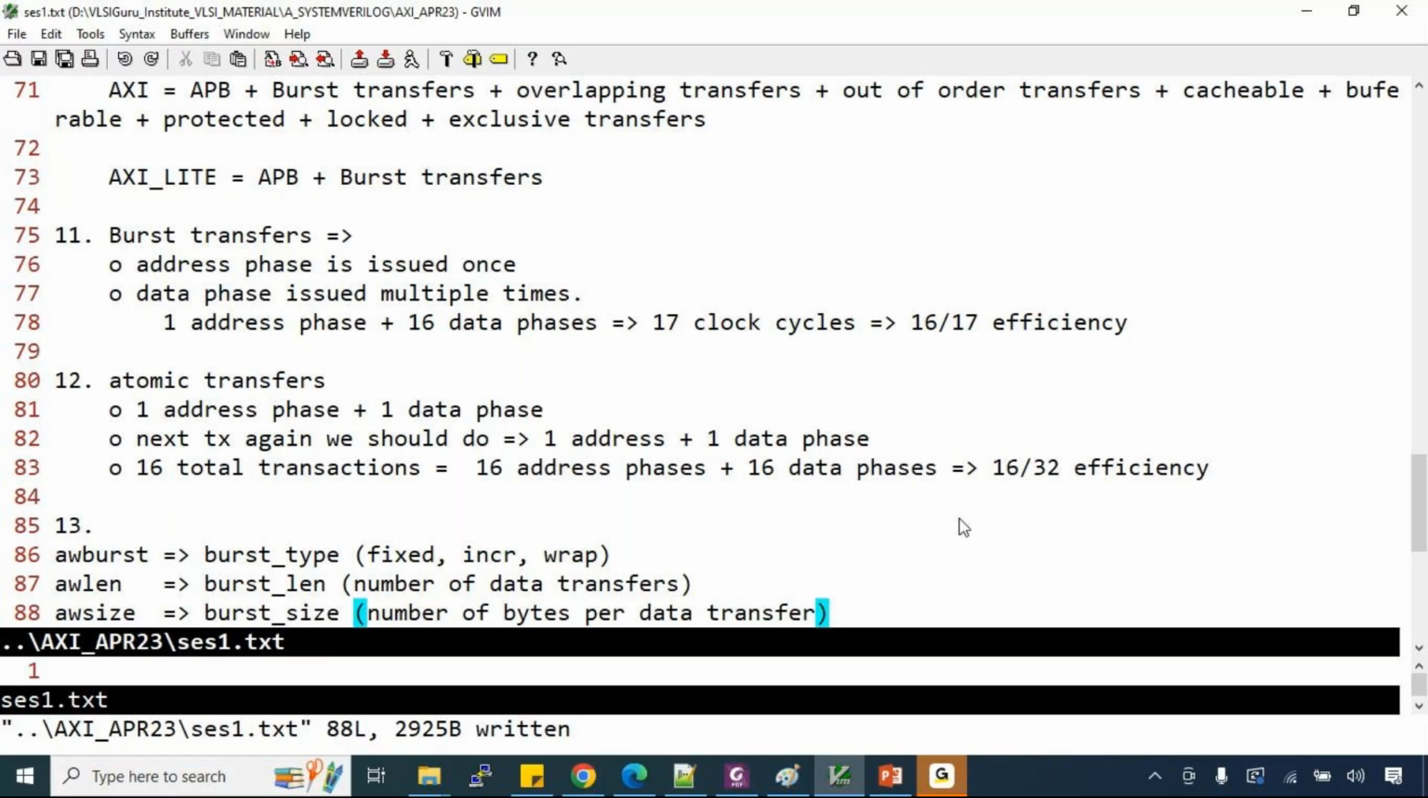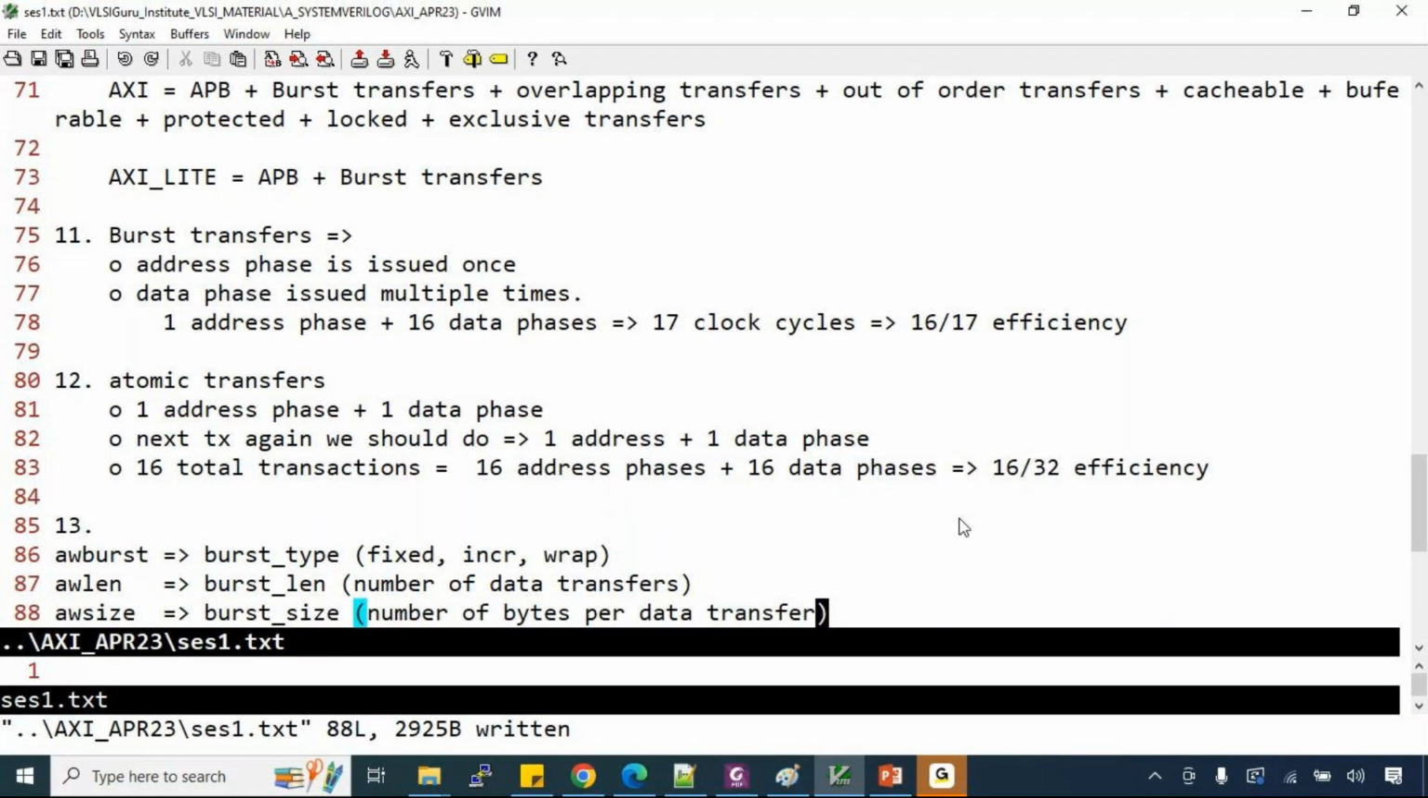What does interleaved mean? The data phases are interleaved with each other. At one cycle, one data phase will come. In the next cycle, a different transaction's data phase will come. In the third clock cycle, a different transaction's data phase will come. They will interleave. Interleaved means what? Tied inside each other. All of these can be possible only because of one concept.